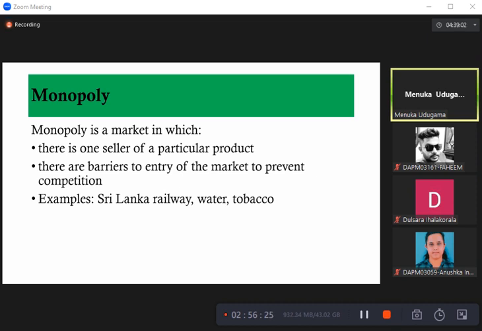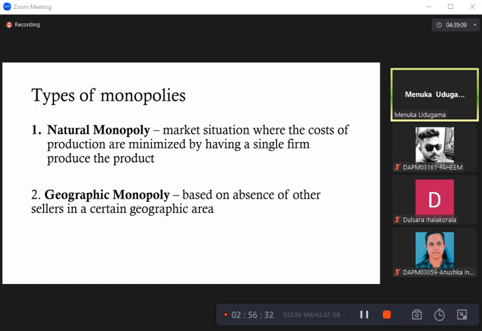Now, there are reasons as to why a monopoly would come into being. A monopoly would be created. So let's look at some different types of monopolies. One is called natural monopoly. It's a situation where the cost of the products is minimized by having a single firm to produce a product. Now this happens if the initial investment or the cost is very, very high. For example, the railway industry or the airline industry.